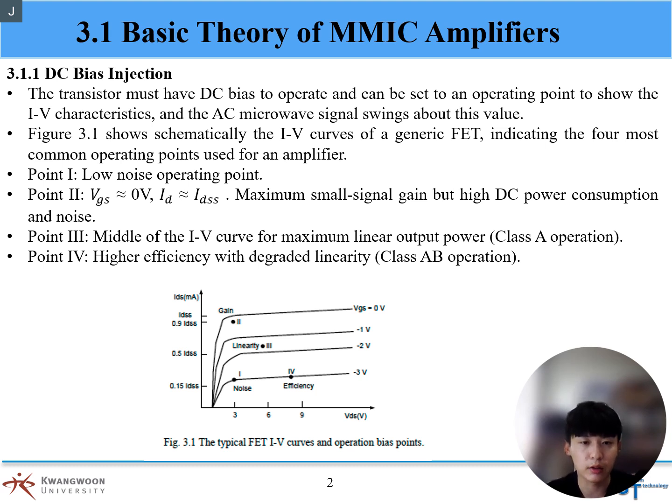Point 2 is when VGS is equal to 0 volts, ID is equal to IDSS. Maximum small signal gain but high DC power consumption and noise. Point 3 is the middle of the I-V curve for maximum linear output power. Point 4 is higher efficiency with degraded linearity.